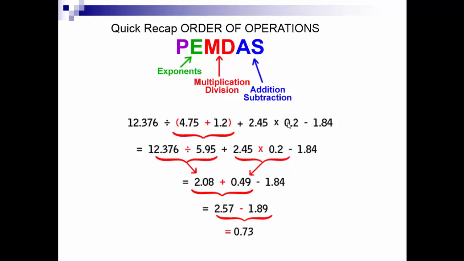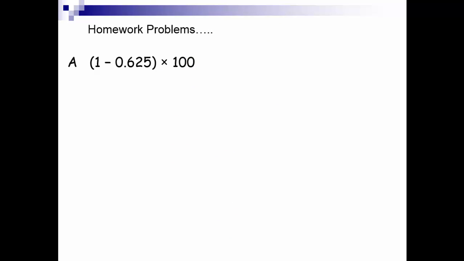If you take a look at this problem, they have worked within parentheses and added. They then, from left to right, divided and multiplied. They then added and subtracted left to right. So if you need to pause this and try this problem out, go ahead and do that. What I'd like to focus on is tonight's homework problems.